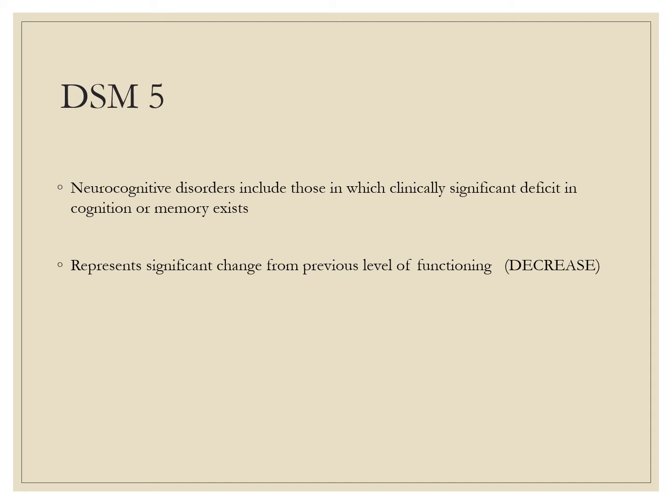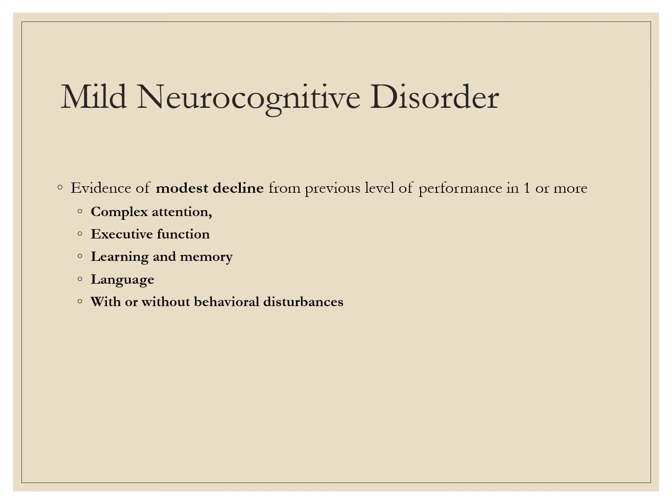So the DSM-5 says that neurocognitive disorders include those which have a deficit in cognition or memory, and there's a significant change from their previous level of function, and that's a decrease in function. So there are stages in a neurocognitive disorder. A mild neurocognitive disorder, there's a modest decline in level of functioning in one or more of these.